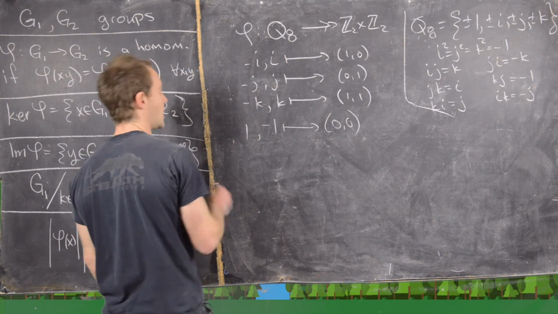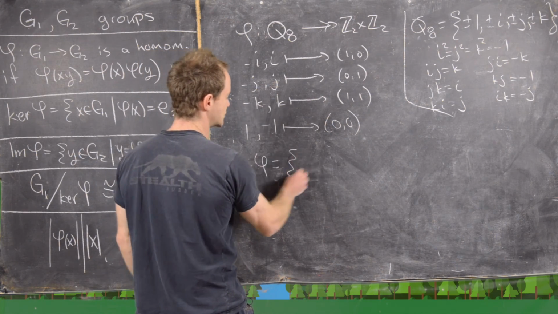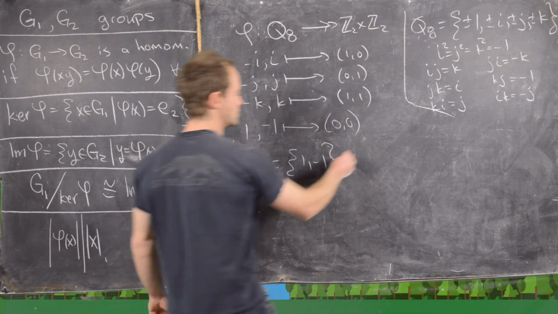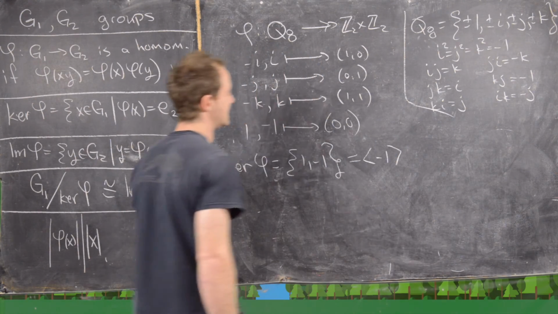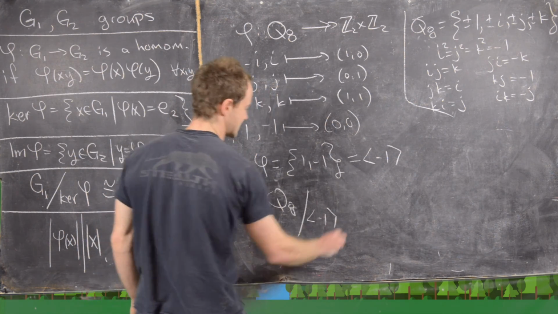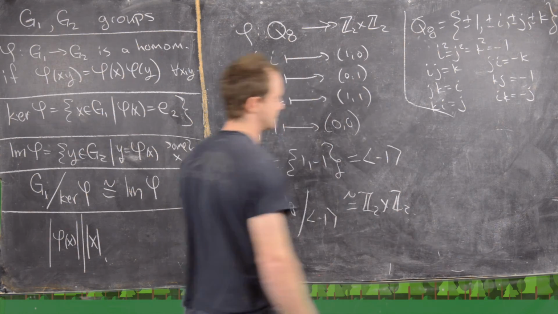So notice that thing's onto, but then the kernel of phi is going to be equal to just the subgroup {1, -1}, which is the cyclic subgroup generated by -1, which tells us that Q8 mod the cyclic subgroup generated by -1 is isomorphic to Z2 cross Z2.